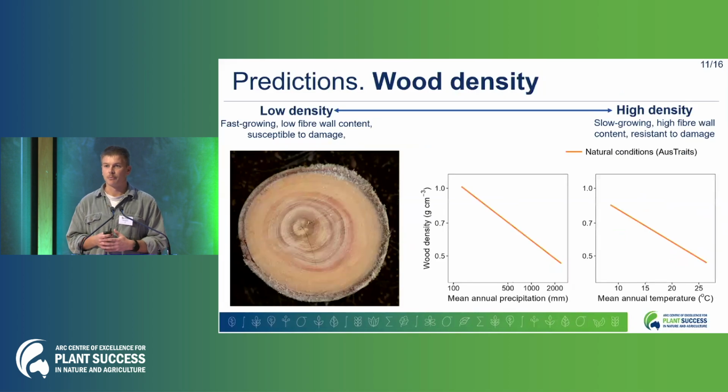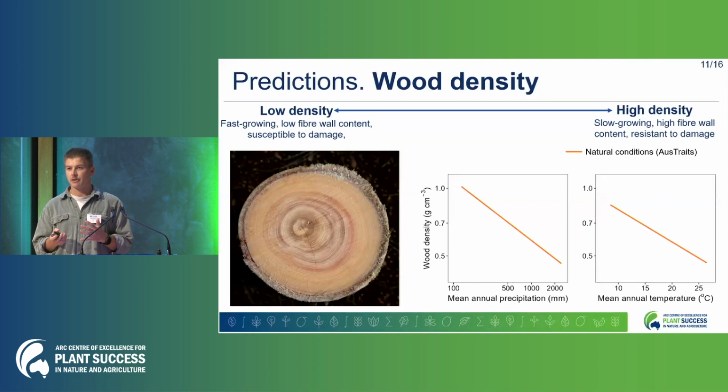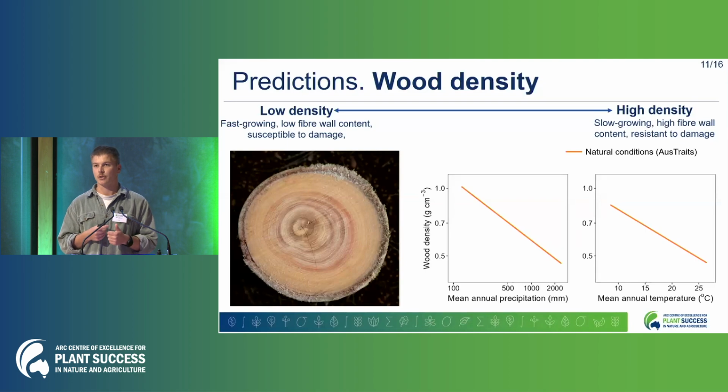And so the relationship with precipitation is quite well known. We know that this slower growing, more resistant, dense wood is favoured in dry conditions compared to wet. And then for temperature, the theory is less well developed, but in general, we would expect denser wood in colder conditions where there's slower growth and they're potentially facing freezing damage. So again, negative relationships with both.